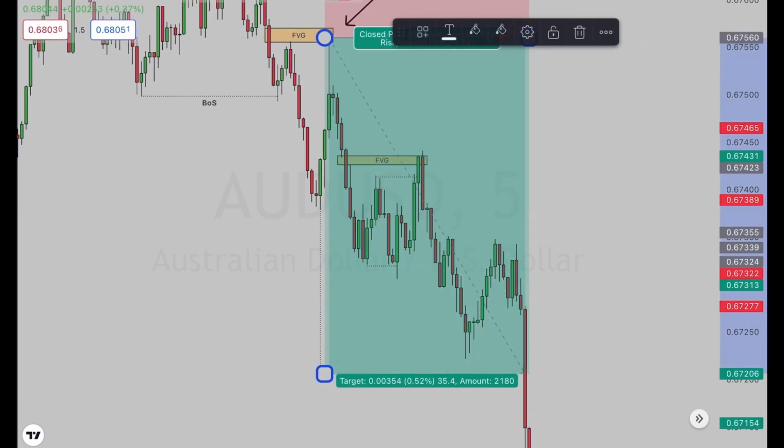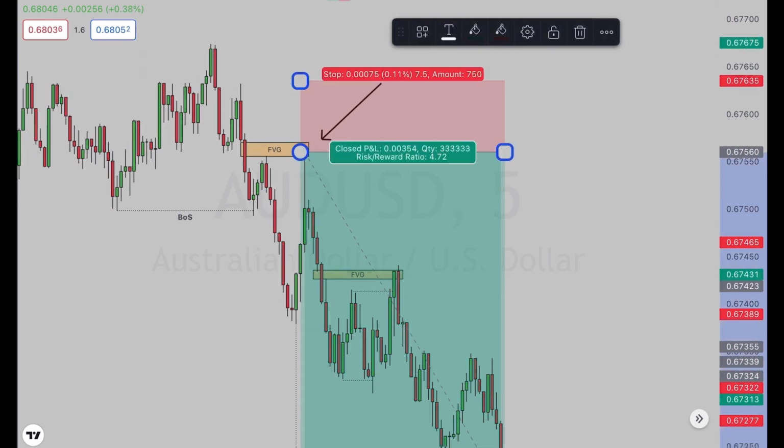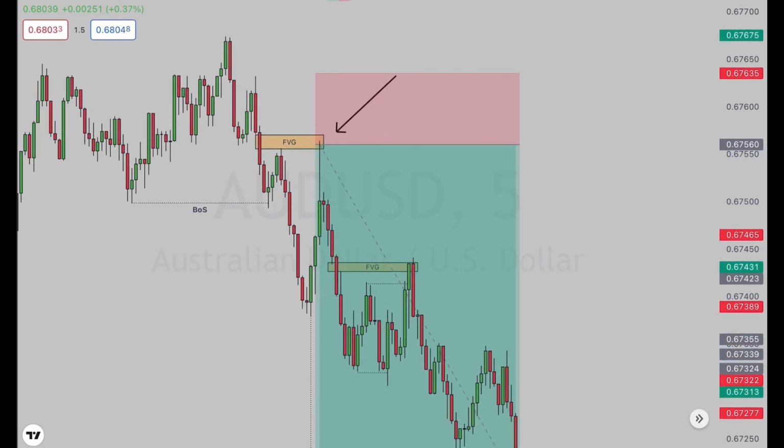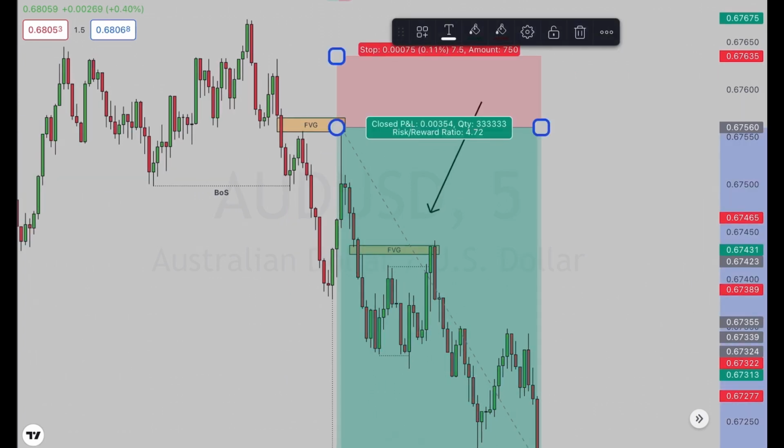You can see that is a 4.72 risk to reward ratio trade. So what you want to know about fair value gaps is that sometime or another they will need to get filled. Either now or tomorrow or next week they will get filled, because fair value gaps or imbalances initiate an unhealthy market. So of course this would be your first trade.